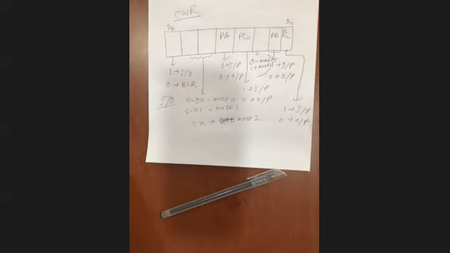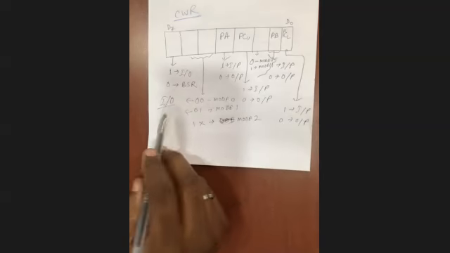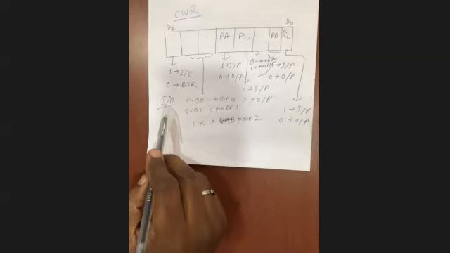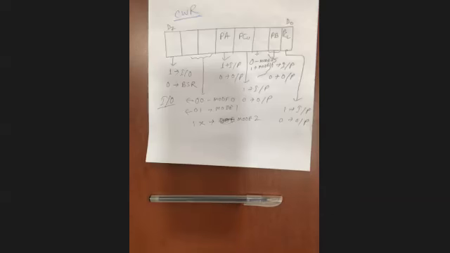Is it clear? Mode 1, you just write down. Mode 0 is simple input output mode, simply IO mode. Mode 1 is nothing but a handshaking mode, and mode 2 is nothing but a bidirectional mode.